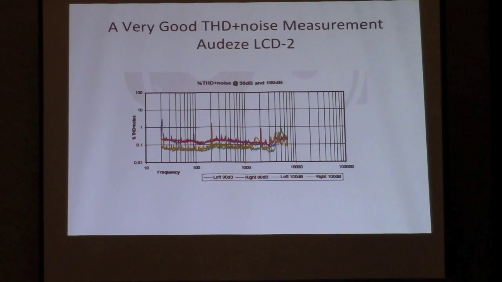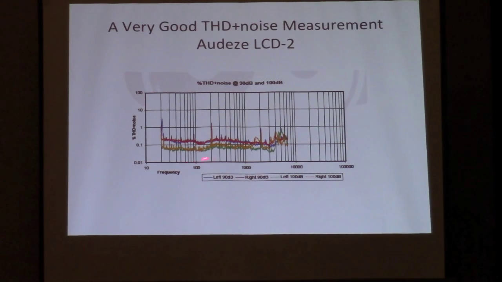Okay, so the result of one of these curves is that we get something like this. This is a very good total harmonic distortion plus noise curve. Basically, it's just showing you that there's this much. This is probably mostly noise limited, so there's not very much harmonic distortion here. And I do this measurement at two levels. I do it at 90 dB and at 100 dB. Okay, so both of them are pretty loud.